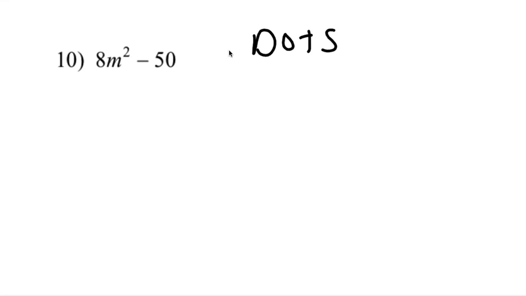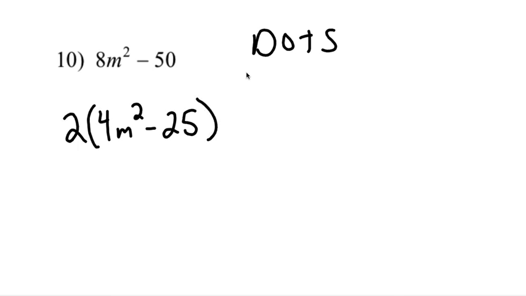So that means we have a GCF. So what is the biggest number that we can divide out of 8 and 50? 2. So divide the 2 out. 8 divided by 2 is 4, m squared. 50 divided by 2 is 25. And now let's ask ourselves these questions again. Is it a difference? Well, yeah, that didn't change. Are there 2 terms? Yeah, that didn't change either. Are they both perfect squares? Is 4 a perfect square? Yeah, it's 2 times 2. How about 25? Is that a perfect square? Yes, 5 times 5. All right, so now we're ready to write our final answer.